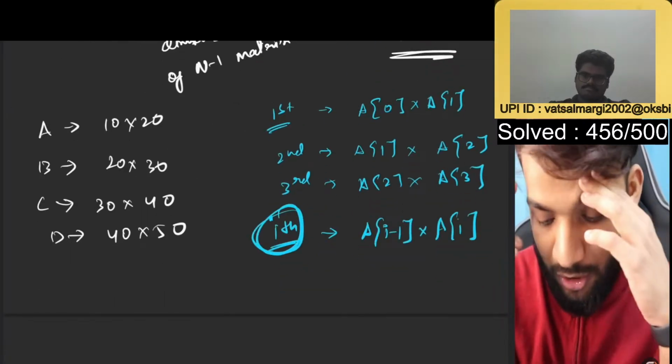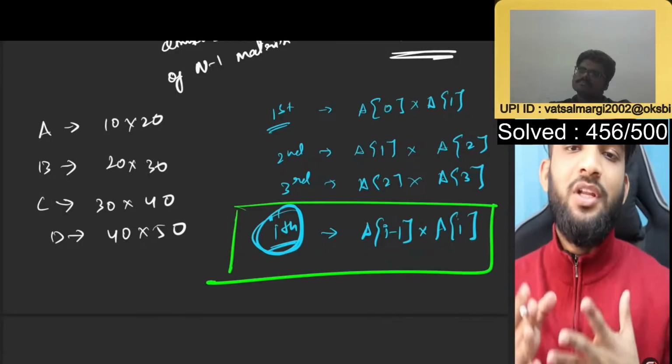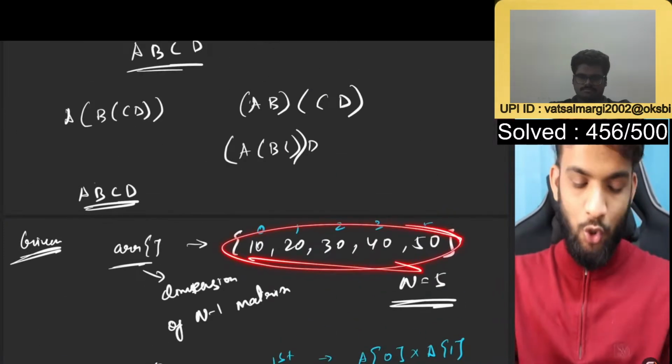Makes sense. So I have figured out that the dimensions are given in this way. For any ith matrix, the dimension is A of i minus 1 into A of i. So you will be given these dimensions. You know the number of matrices is 4.